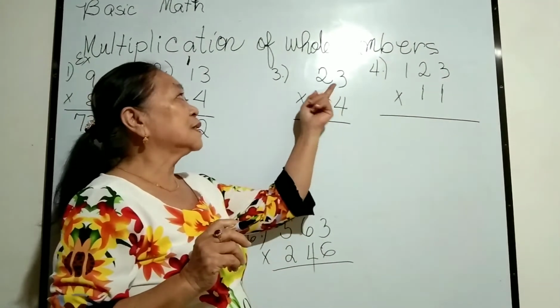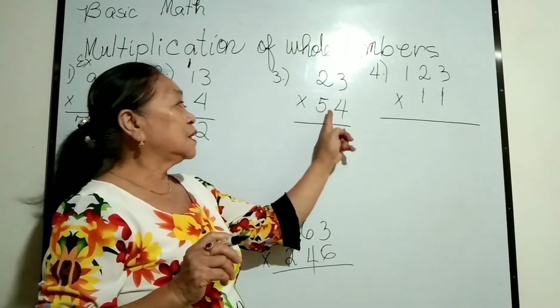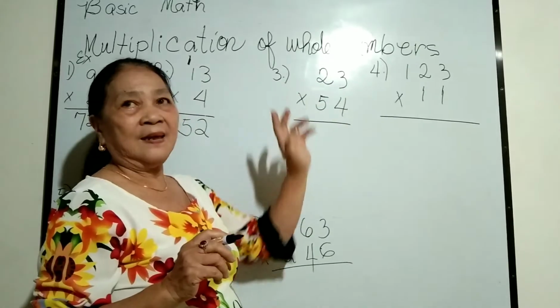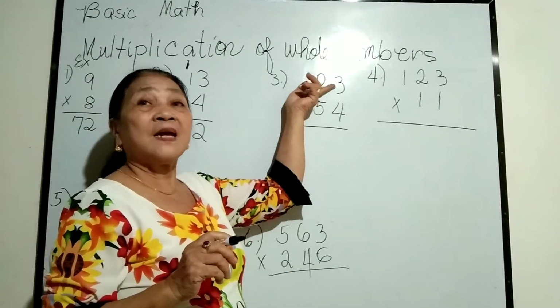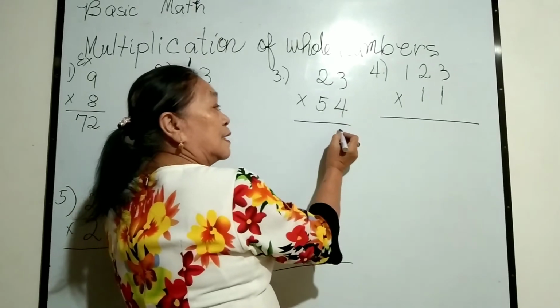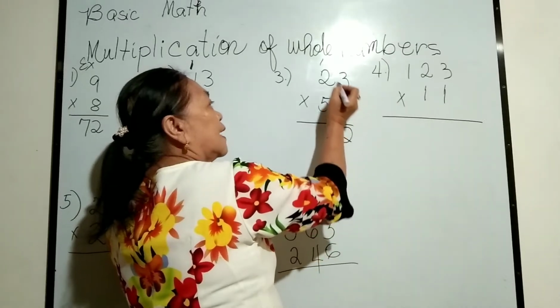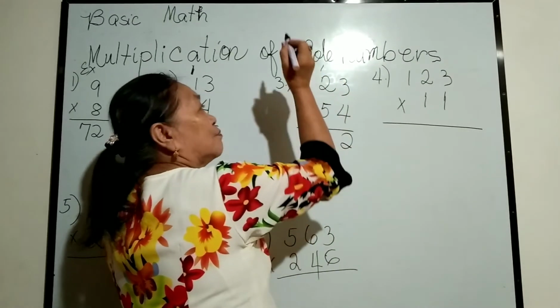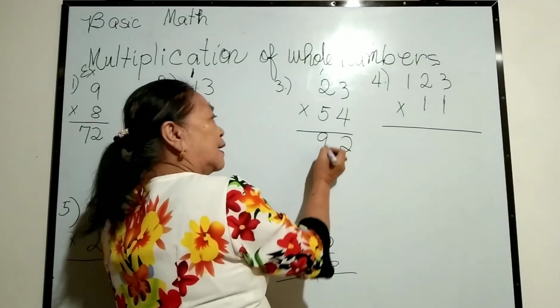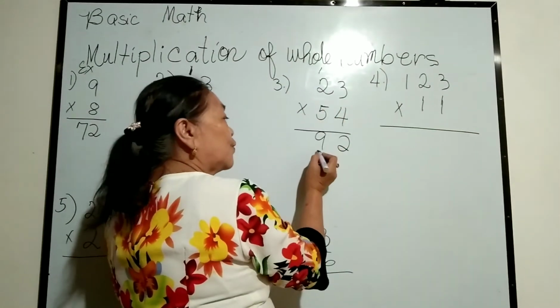Wait. This is a multiplicand and this is a multiplier. This one will multiply. So this again, a multiplicand and a multiplier. Here, 4 times 3 is 12. Carry 1. 4 times 2 is 8 plus 1, 9. 5 times 3, 15.